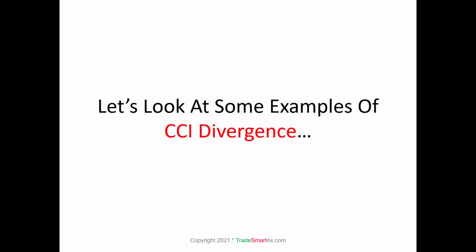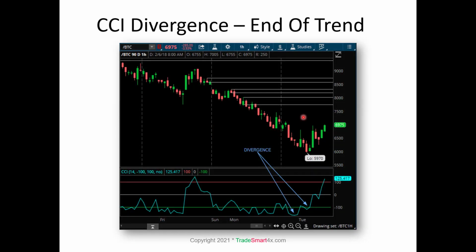So let's look at some examples of CCI divergence. This is usually used to give you a heads up that the end of the trend is coming. So here's a downward moving market, and you can see the market over here, the definition is the market made a low here, and the CCI made a low. The market made a lower low than the previous low. It went down lower, but the CCI actually made a higher low. That's what we call divergence.